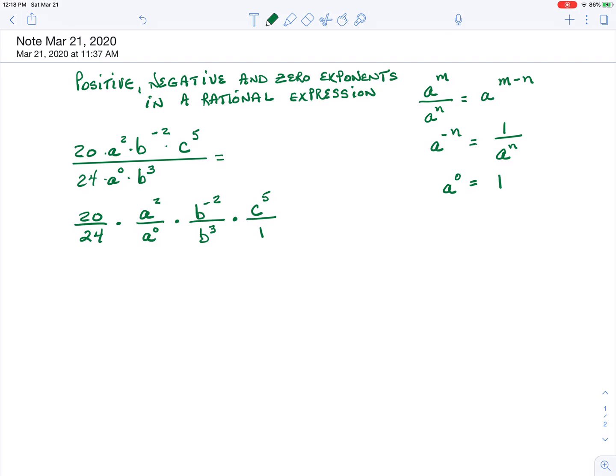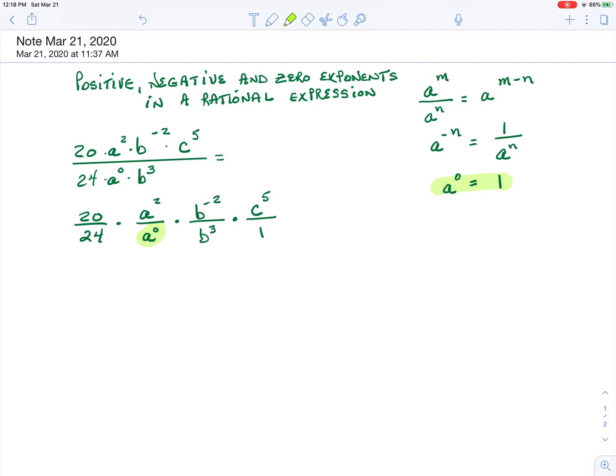Now out here to the right, you see that I've written several rules for you, and I think the first rule I'm going to use is this one that says any base raised to the power 0 is equal to 1. So right here I'm noticing this a raised to the 0 power. So I'm going to set that equivalent to 1.